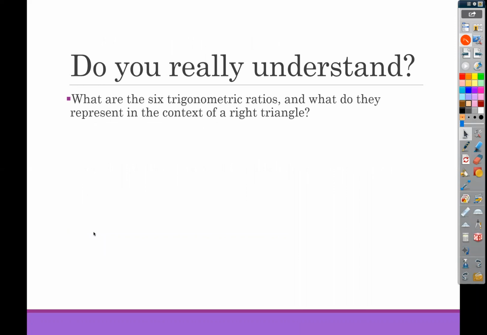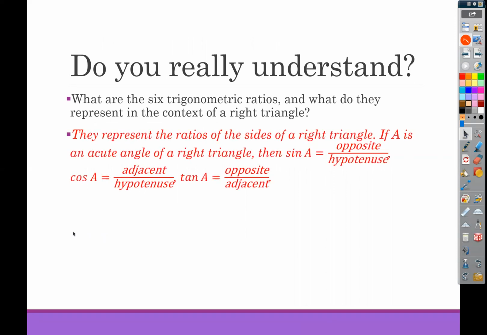So what are the 6 trig ratios and what do they represent in context of the right triangle? There's actually 6, but we only need to know about 3 right now. They represent the ratios of the sides of a right triangle. If A is an acute angle of a right triangle, then sine is opposite over hypotenuse, cosine is adjacent over hypotenuse, and tangent is opposite over adjacent.